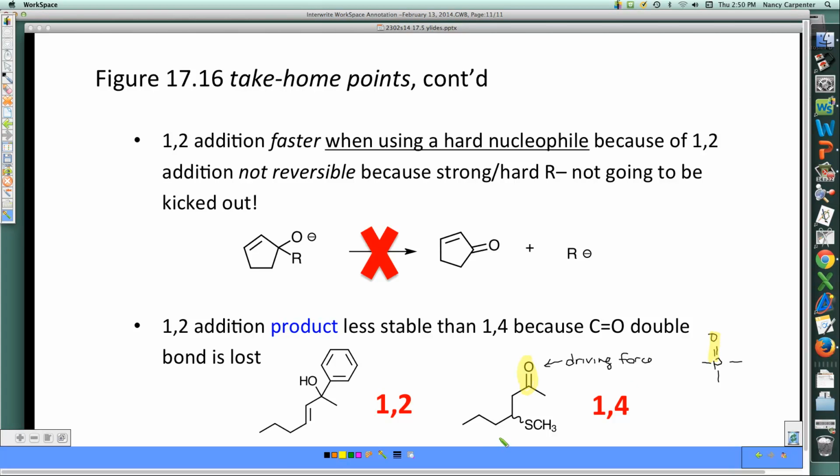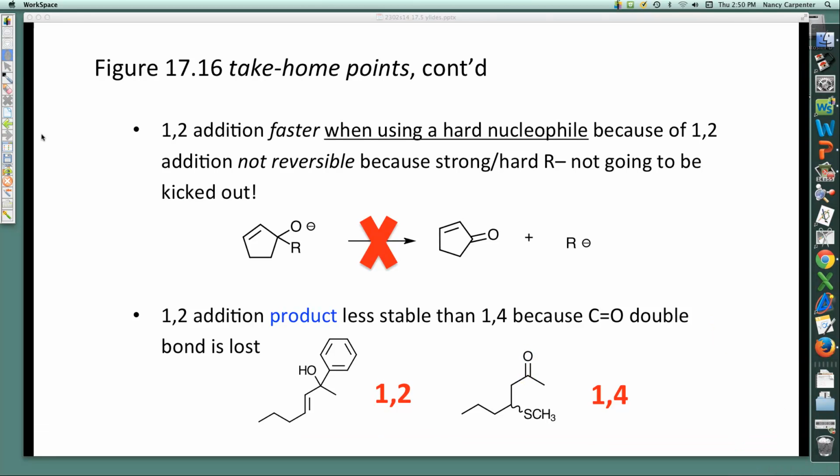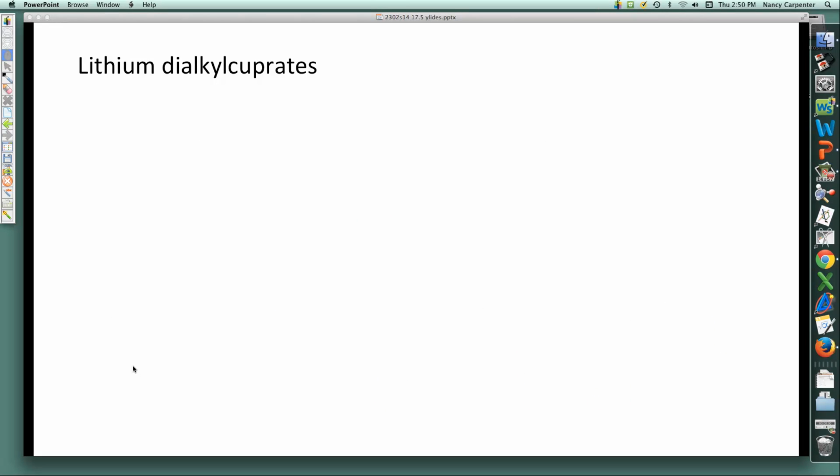Okay? So, I certainly don't want you to memorize 17.16, and I think if you look at it too long and too hard, you might get confused. But do realize all of these relationships will help you understand the energetics of these reactions, and use the hard-soft stuff to help you understand the outcome of these reactions. But wait, there's more.